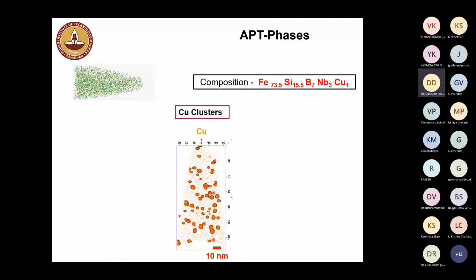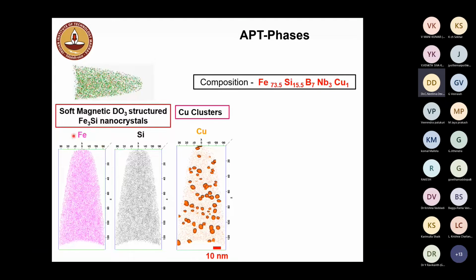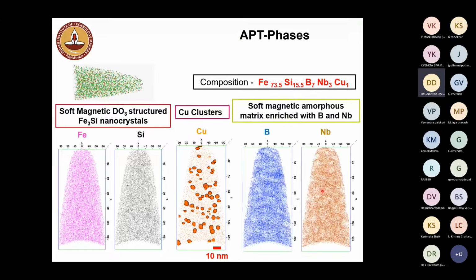Now these clusters of copper induce what is called the soft magnetic iron 3 silicon nanocrystallization, and the remaining boron and niobium therefore get concentrated in certain locations, which are therefore the amorphous stabilizing matrix of this material. So a typical application will have this material in the form of 70 to 80% crystalline fraction and 20% amorphous fraction, which is rich in boron and niobium.